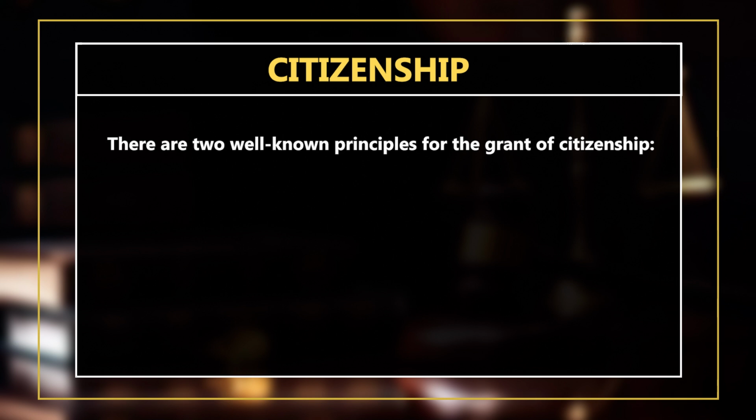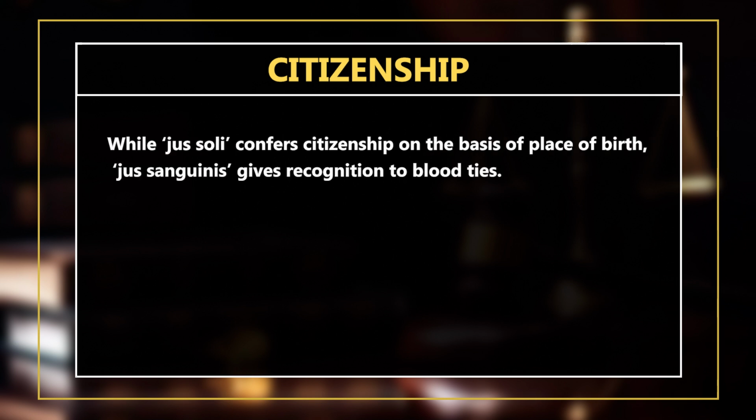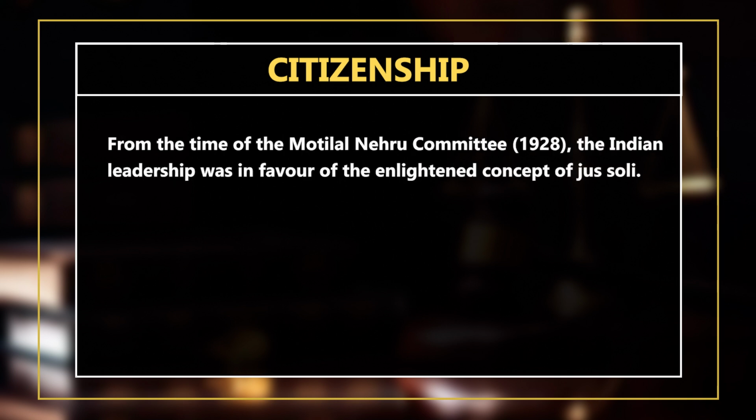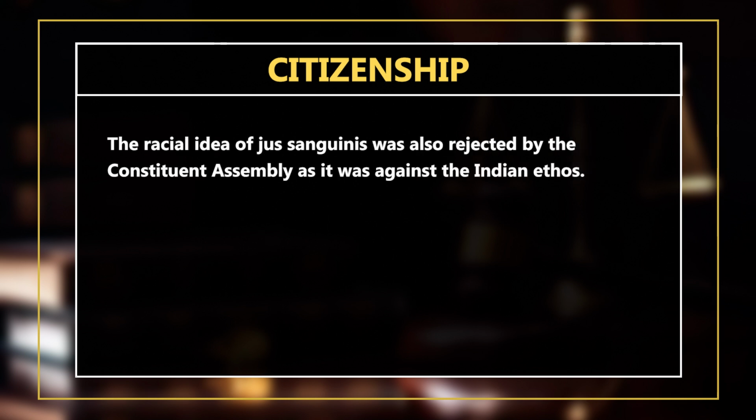There are two well-known principles for the grant of citizenship. While jus soli confers citizenship on the basis of place of birth, jus sanguinis gives recognition to blood ties. From the time of the Motilal Nehru Committee in 1928, the Indian leadership was in favor of the enlightened concept of jus soli. The racial idea of jus sanguinis was also rejected by the Constituent Assembly as it was against the Indian ethos.